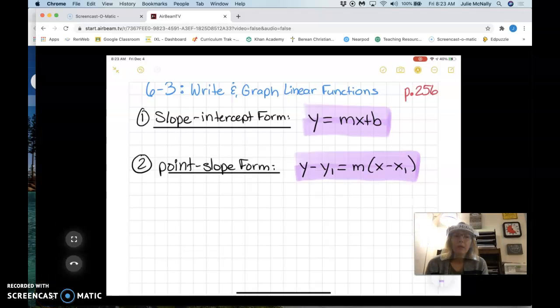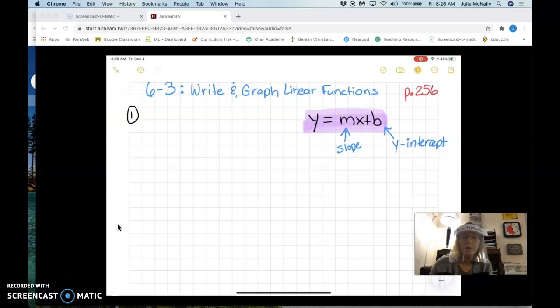So today we are learning about Chapter 6-3, Write and Graph Linear Functions, and we have two formulas that you need for today. So keep these very handy, as well as the formulas that you've been working with this week for finding slope, because you're going to need them all to solve these problems. All right? So copy this down, and we'll be right back with some examples.